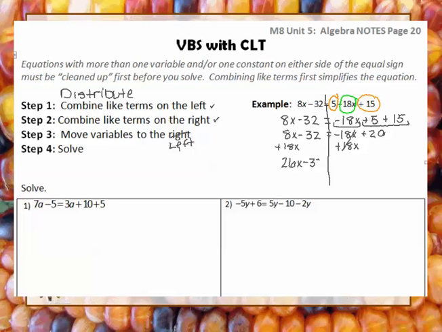minus 32 is equal to, what's left over is this 20 here, plus 20. And now I can solve it like a regular equation. So I'm going to get rid of the constant, plus 32 on both sides. I'm left with 26x is equal to 52. Then I can divide by 26 on both sides. And I'm left with x is equal to 2.